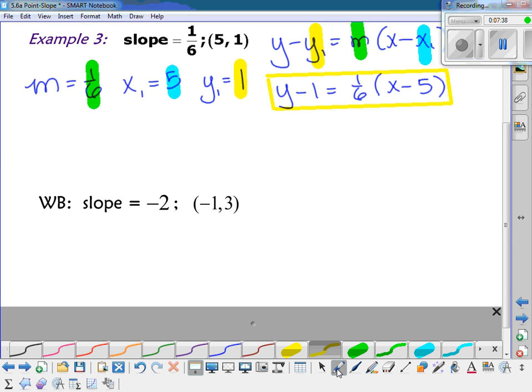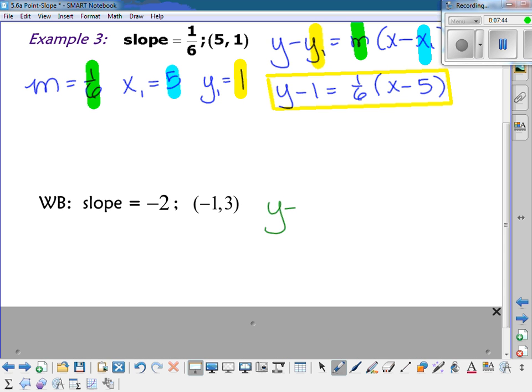Okay, so it looks like most of you had it. We put a 3 in for the y sub 1. The slope was -2. And then x minus a -1. So some of you left it that way, and that's okay. But you can go ahead and at least simplify. Minus a negative is the same as adding, so it would be y minus 3 equals -2 times the quantity x plus 1. Okay, any questions there?